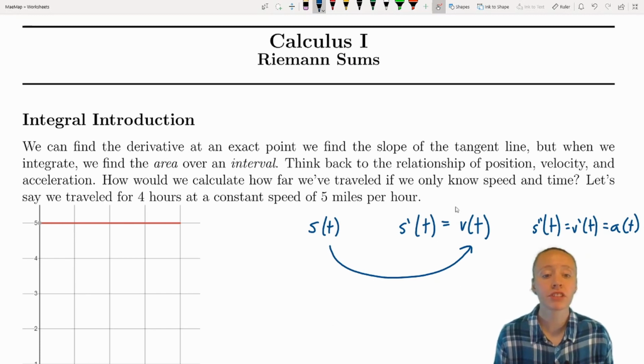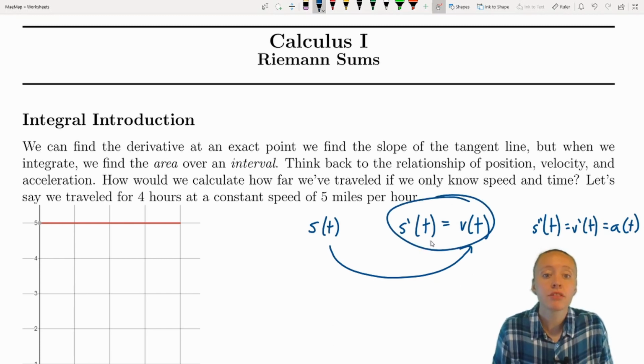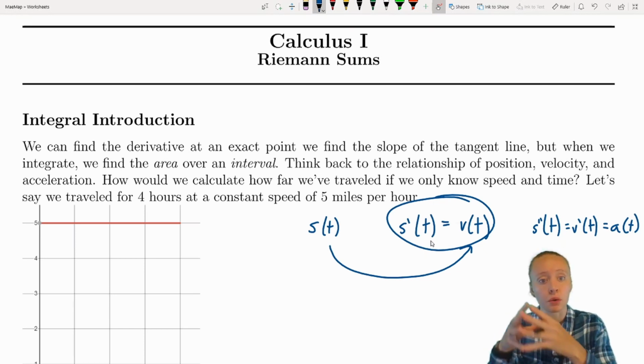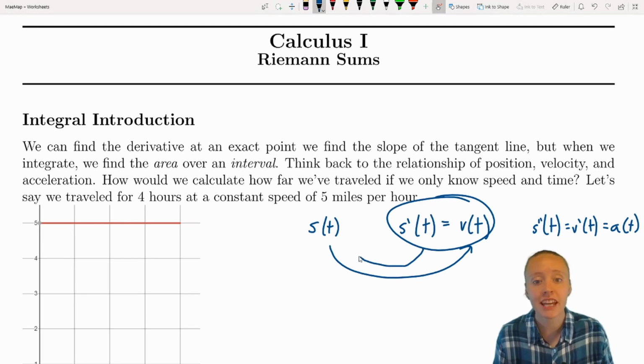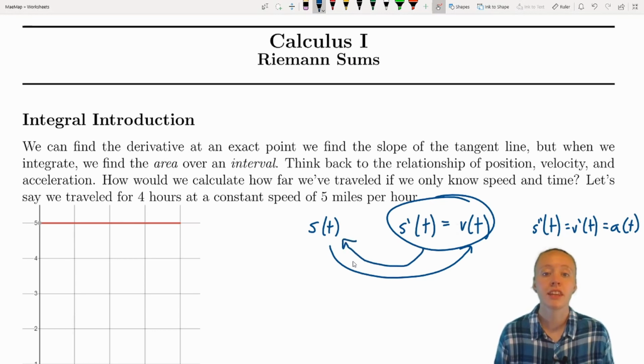But if we're given velocity, how far do we know if we've traveled? Can we calculate that if we only know speed and time? Yeah. That's taking the antiderivative, then we'll be able to figure out how far we traveled. And let's take a look at that below.